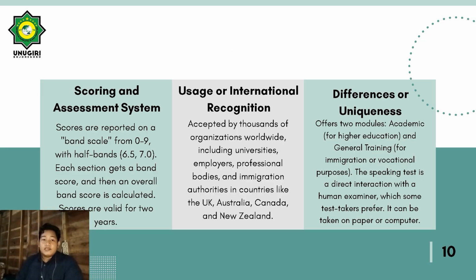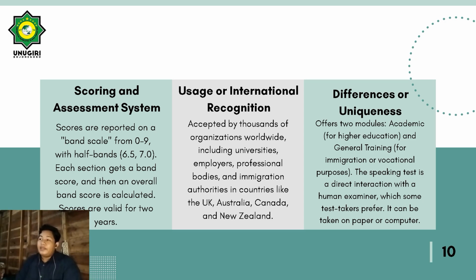And the next is the scoring and assessment system. The scores are reported on a band scale from 0 to 9, with half bands like 9.5 or 7. Each section gets a band score, and then an overall band score is calculated. And it's also the same as the iBT: scores are valid for 2 years. I think this is a long time, but not really long, but we can use it for 2 years.